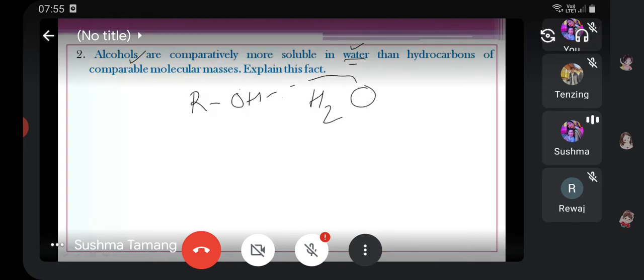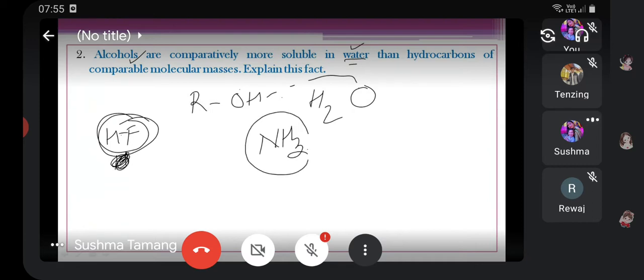For example, HCl is soluble in water, HF is soluble in water. Why is HF soluble? The reason is that it can easily form hydrogen bond with water. Similarly ammonia is soluble in water, because it can form hydrogen bond with water.